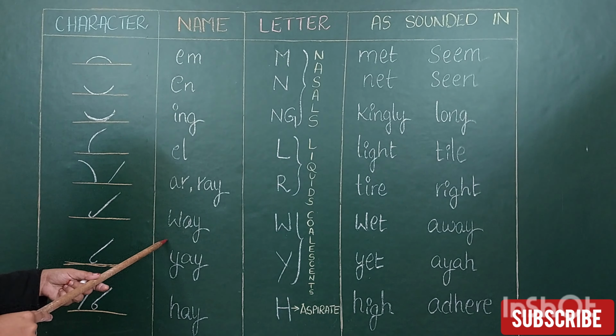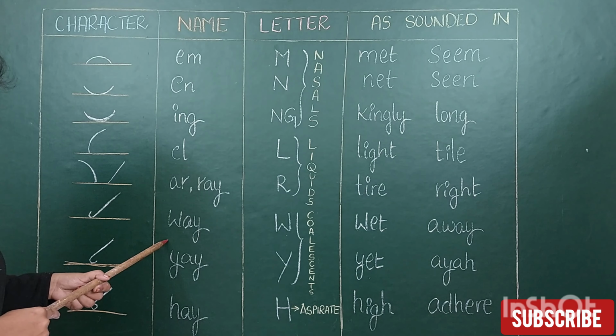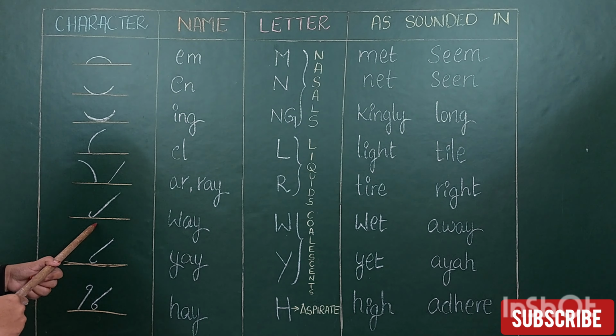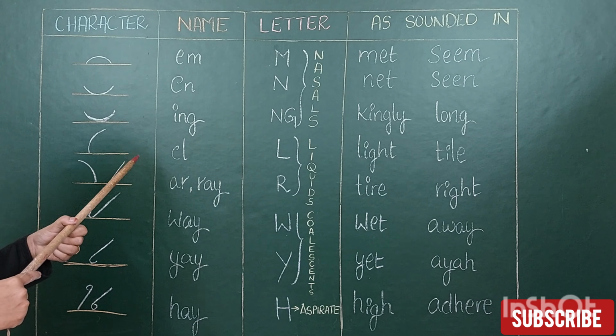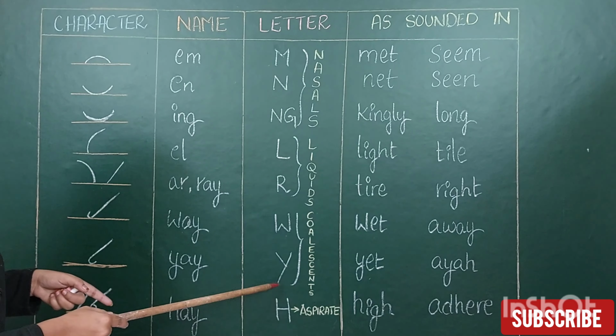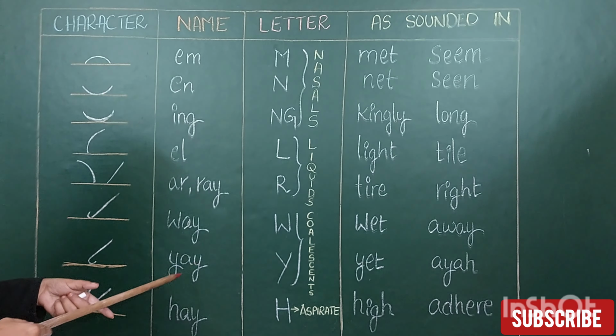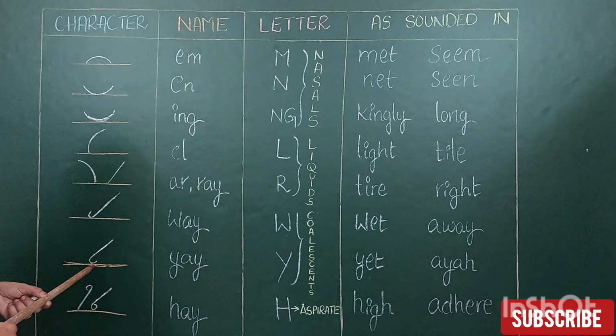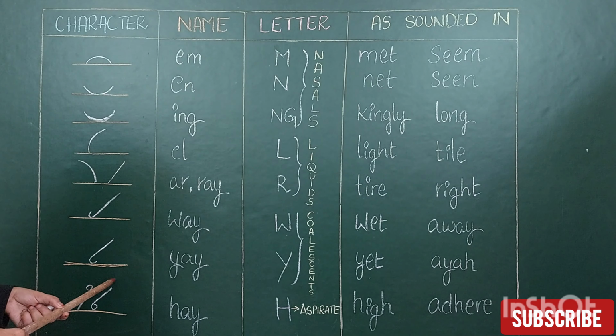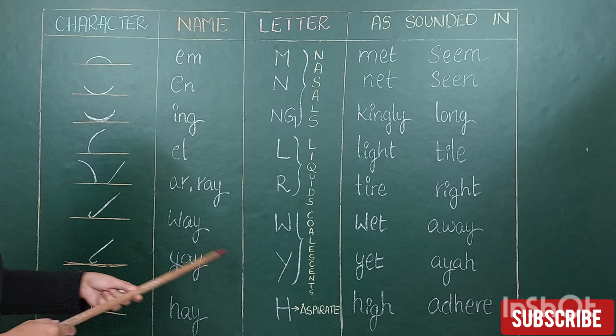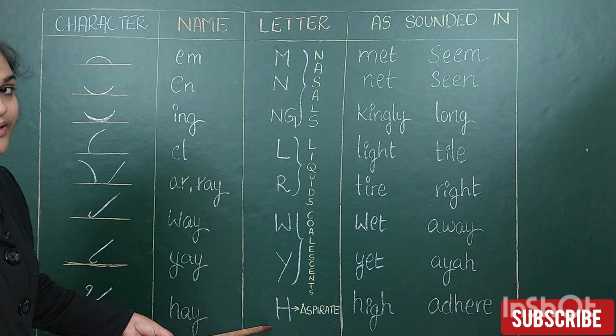When you write the way sound, you represent W as a tick mark, a lighter stroke. Next, when the Y letter sounds like A, you write the reverse of the W. So that is Y. Next, the last one, the aspirate.